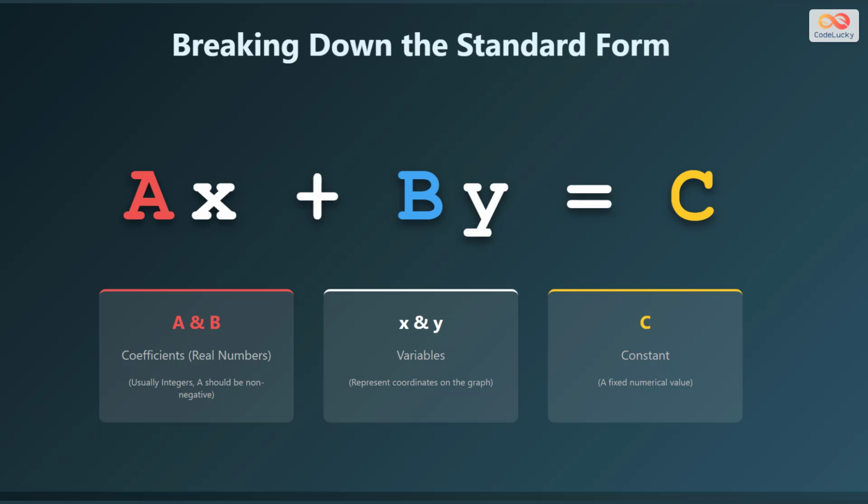Let's look at the standard form. Ax + By = C. Here, A and B are the coefficients, which are just real numbers, usually integers. X and y are our variables, representing the coordinates on a graph, and C is the constant value. Together, these three parts define the position and slope of our line.